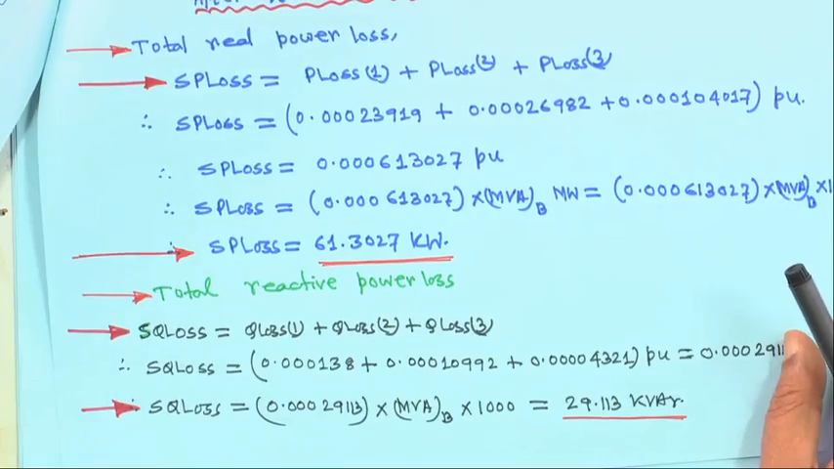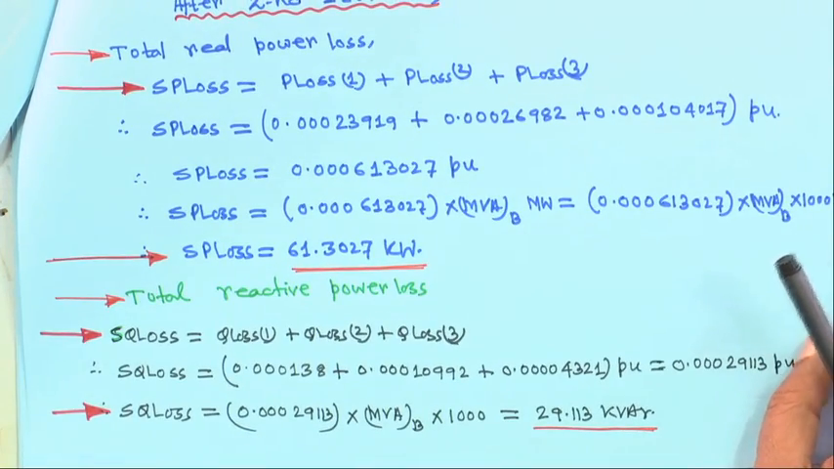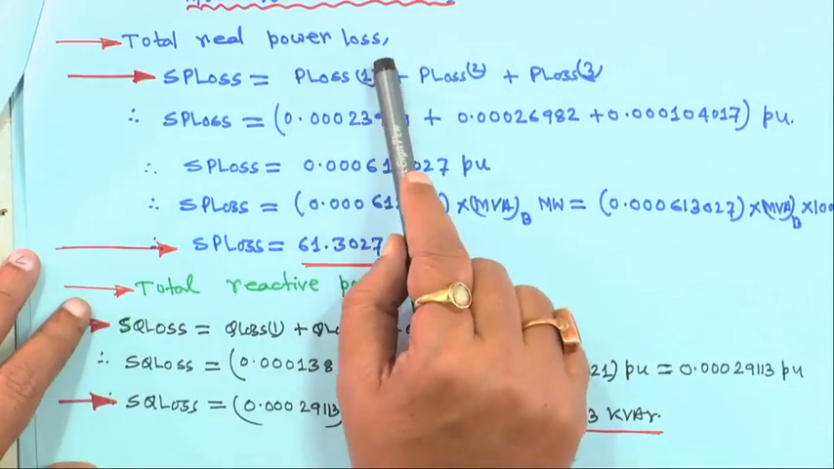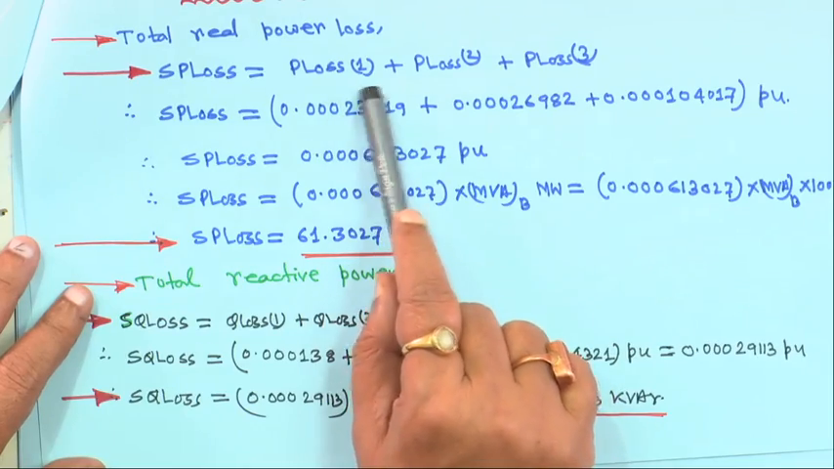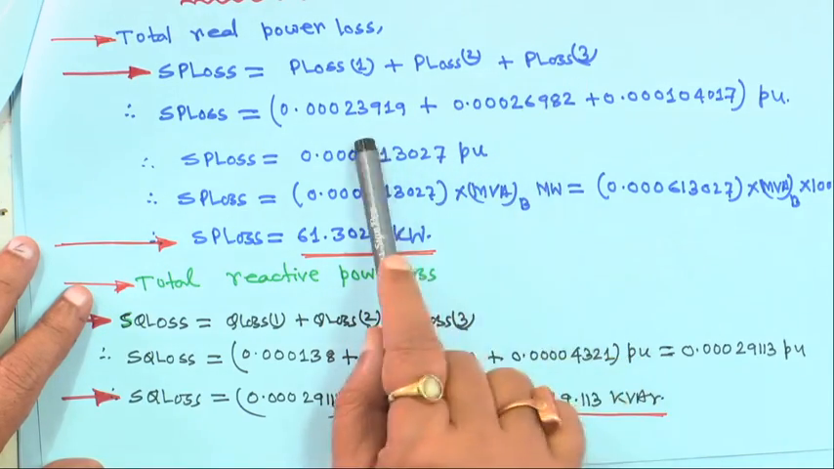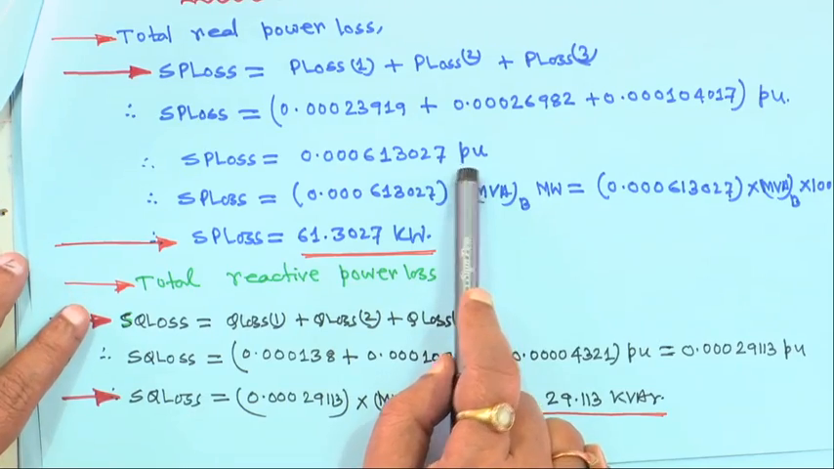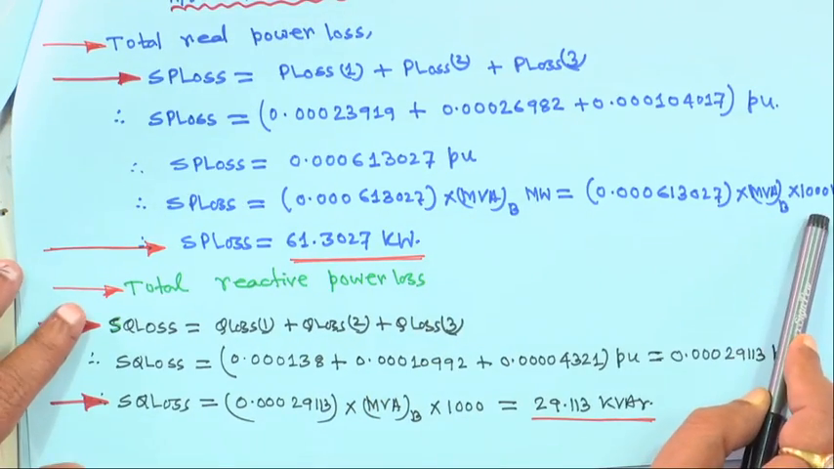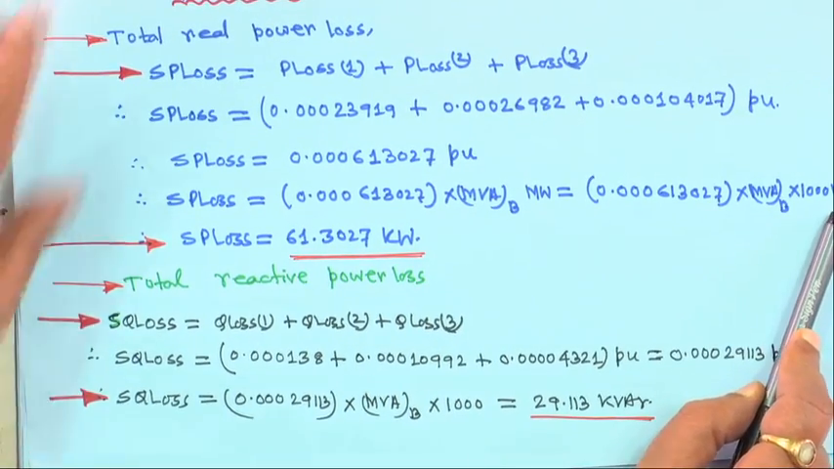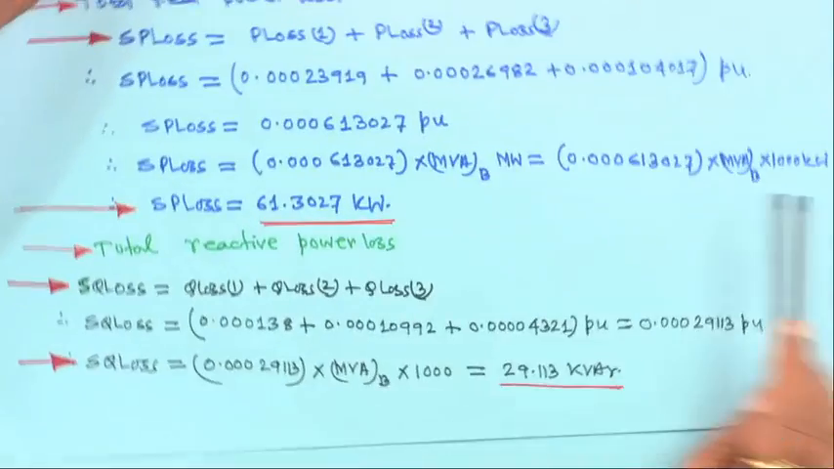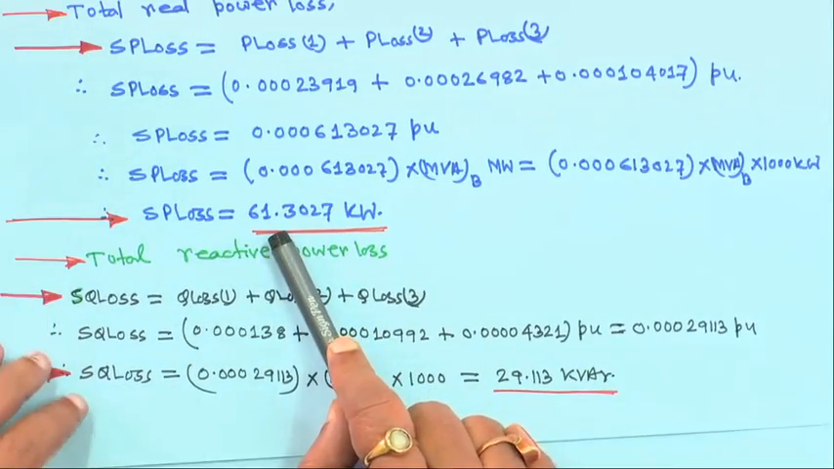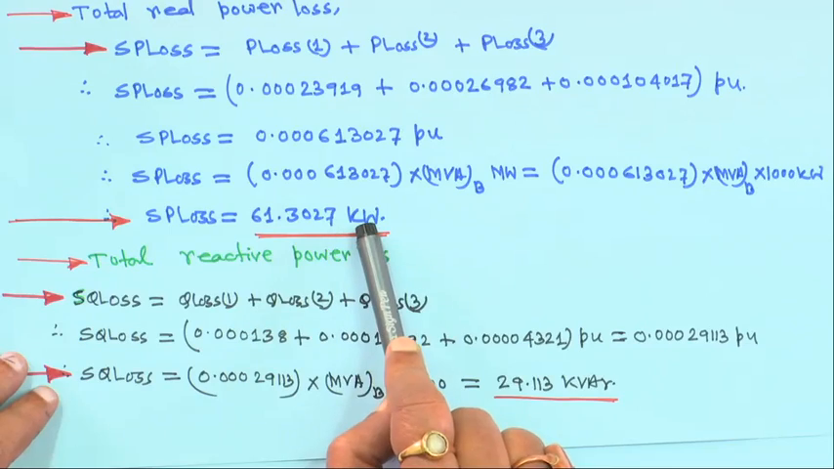Now, all the branch losses we have calculated. If you compute total real power loss, it will be P loss 1 plus P loss 2 plus P loss 3. If you sum it up, it will be 0.00613027 per unit. If you multiply by MVA base into 1000, that is, you convert to kilowatt, right. So, the total power loss is coming 61.3027 kilowatt.